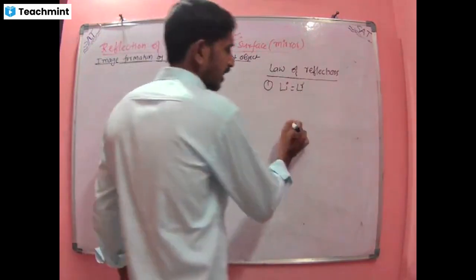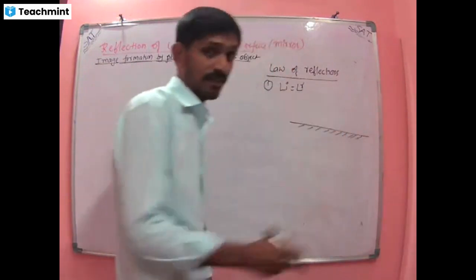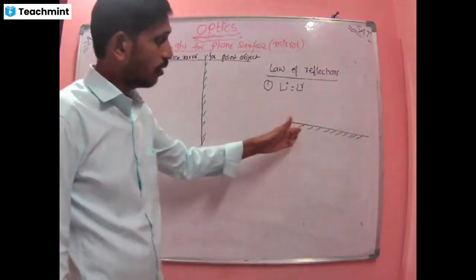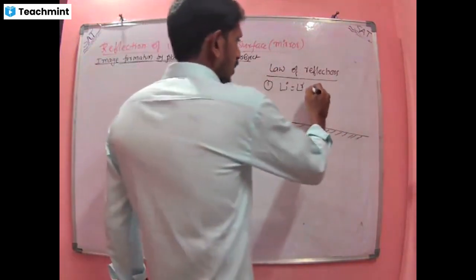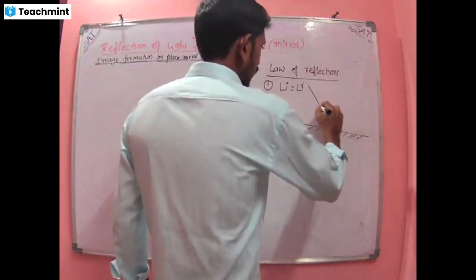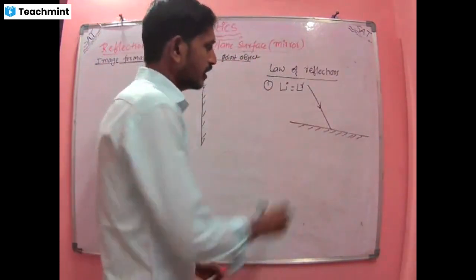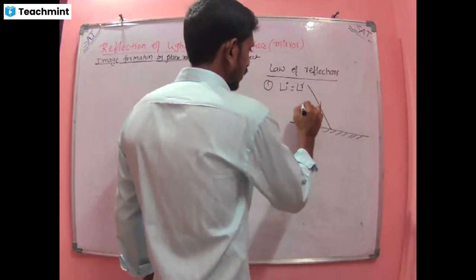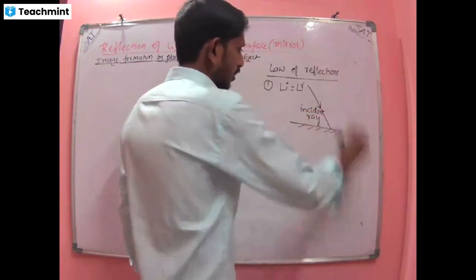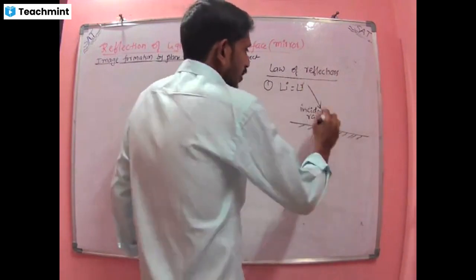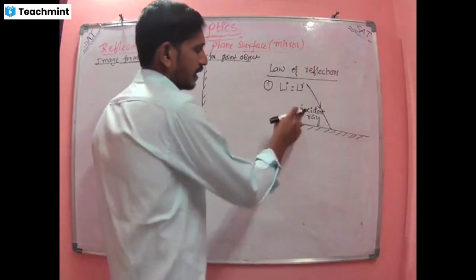For example, this is my surface, which is an opaque surface. Every time we call it an opaque surface, because on the opaque surface only we get the reflection of light. If you take one ray which falls on the surface, this ray is called the incident ray. Please mute yourself and just listen to the class. This is my incident ray.